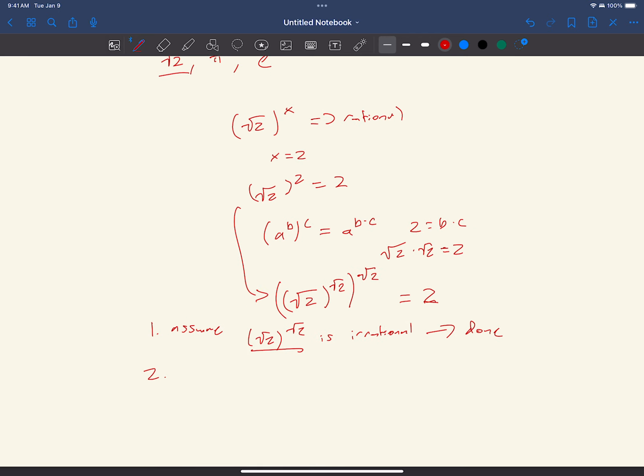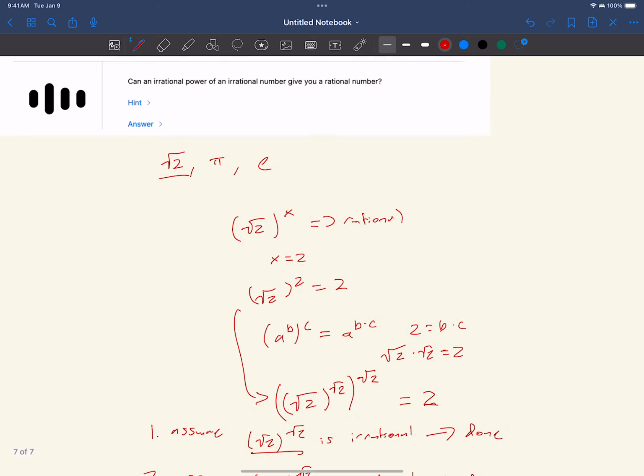On the other hand, if we assume the opposite, we assume root 2 to the root 2 is rational, we have also proven the problem statement, because root 2 is obviously irrational, so we still have an irrational power to an irrational power equal to a rational number. And so we're done in both cases, and therefore the answer is yes.